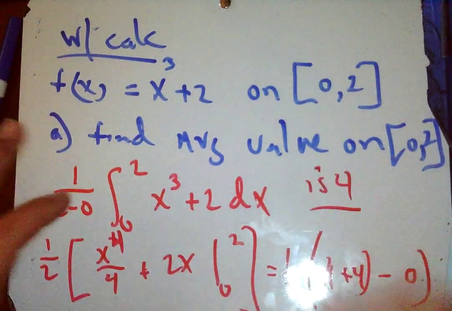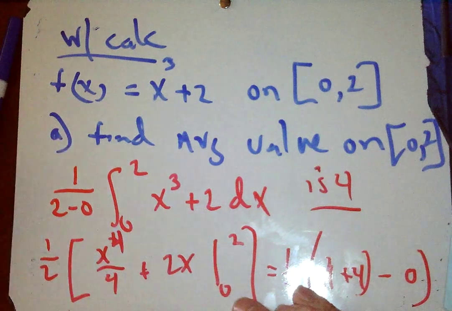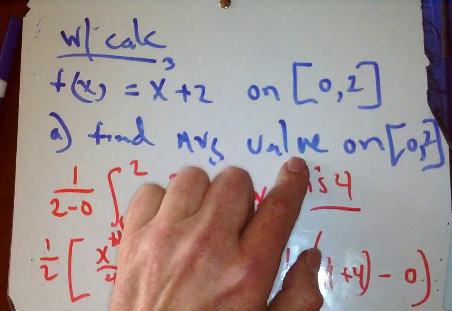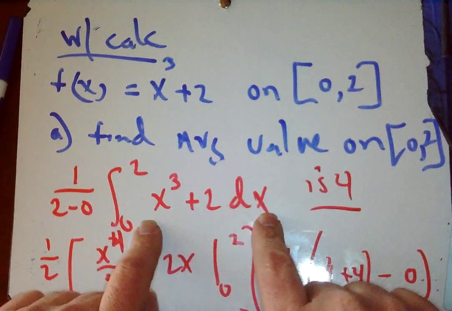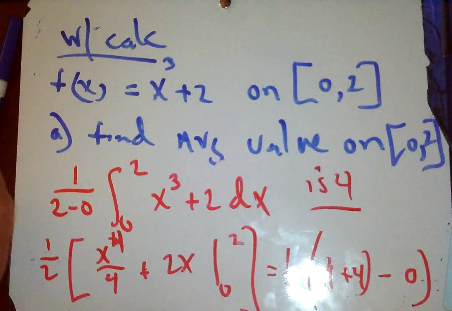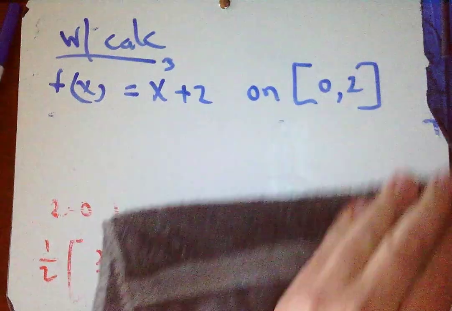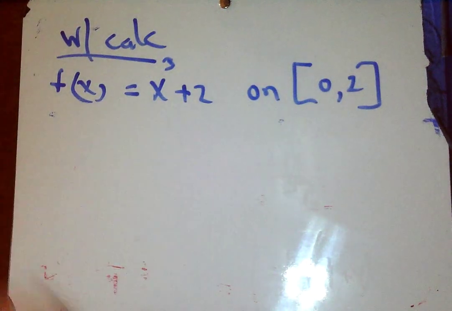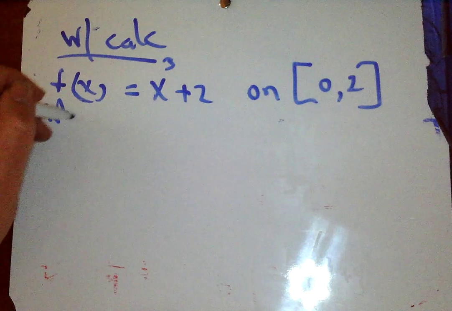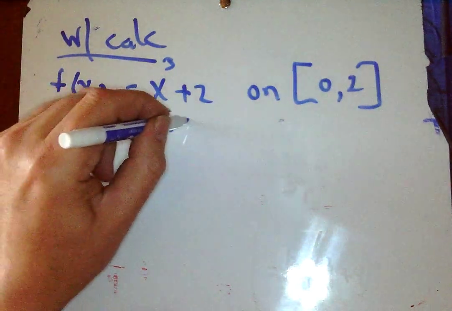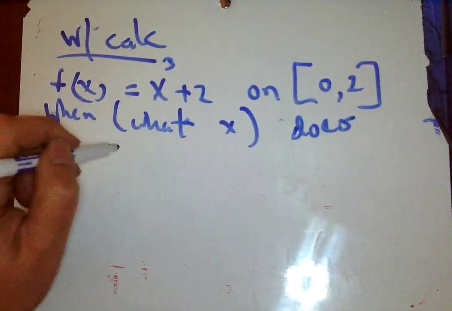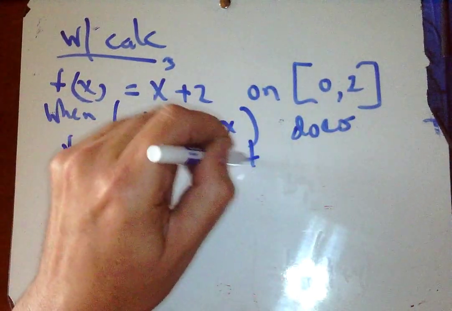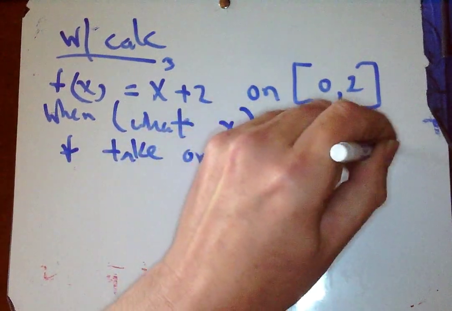Okay? I need to be able to evaluate an integral with my calculator. In order to find the average value using my calculator, I needed to use my calculator to find the value of this integral and then multiply by 1 over b minus a. Great. Let's ask the second question then. If we know that the average value is 4, at what x does f take on this average value?